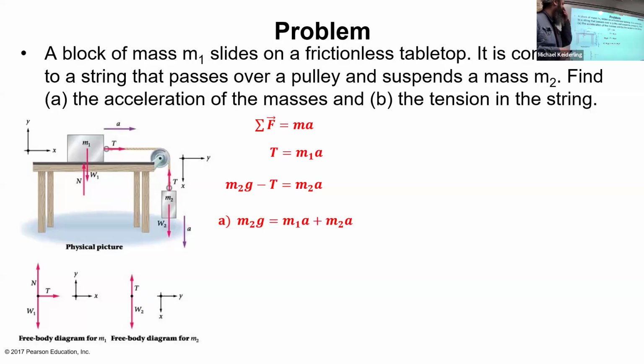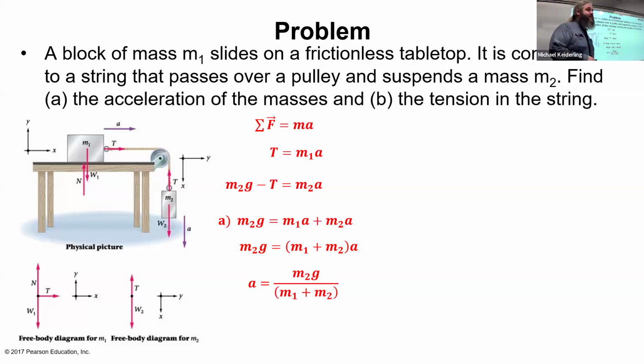So if we add both equations together, tension will cancel out. We'll get mass 2g equals mass 1 times acceleration plus mass 2 times acceleration. We can combine like terms. We get mass 2g equals mass 1 plus mass 2 times acceleration. And we can divide both sides by mass 1 plus mass 2, and we get acceleration equals mass 2g over mass 1 plus mass 2.